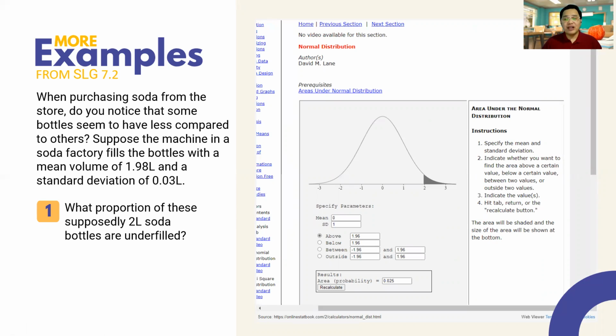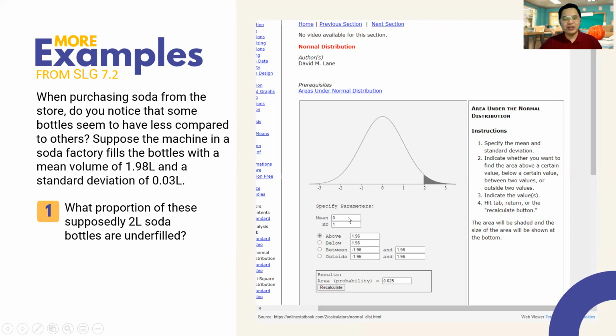However, if the given values are in z-scores, then the mean would be 0 and the standard deviation would be equal to 1, and we would still be able to make use of this online application. And finally, once all of the relevant information has been entered, we just need to hit tab, return, or the recalculate button, and the area will be shaded in this, and the size of the area will be shown at the bottom. So we would both be able to see an illustration of whatever area it is that we are interested in, together with an actual value of the area or the probability over here at the bottom.